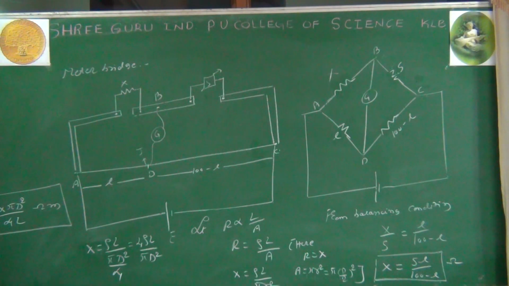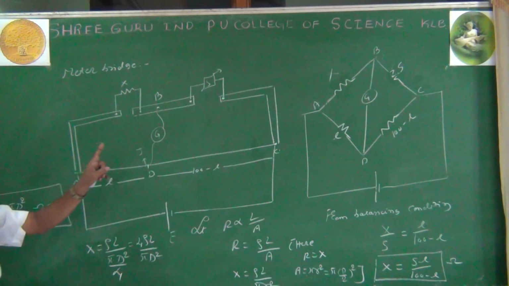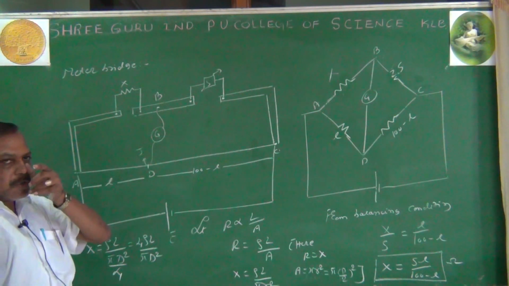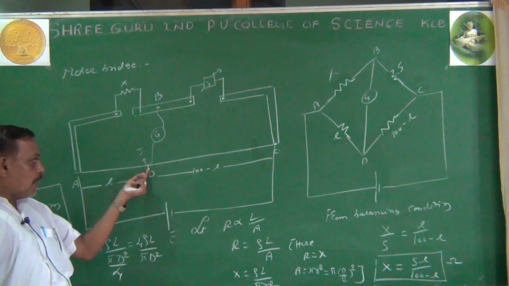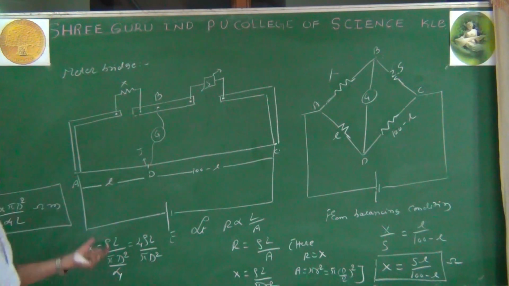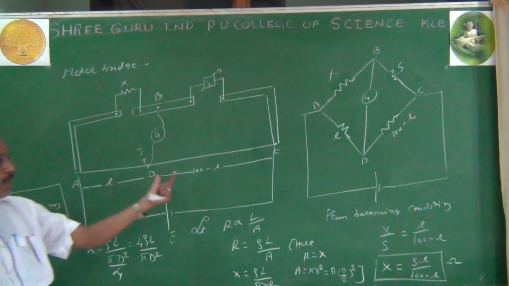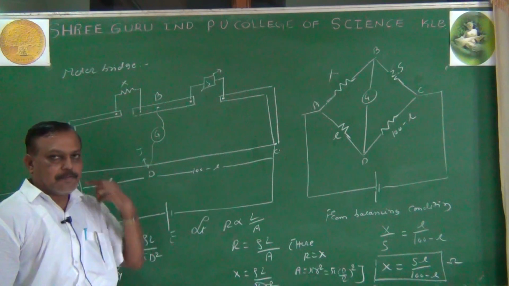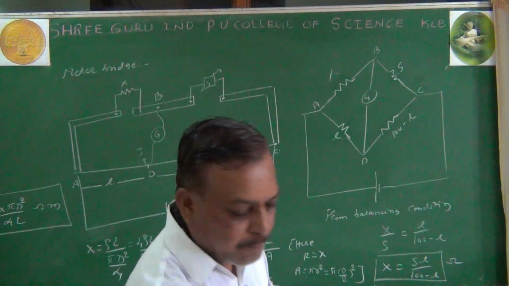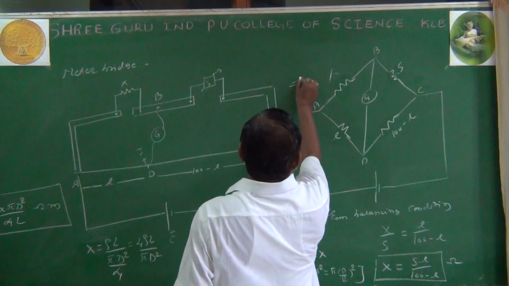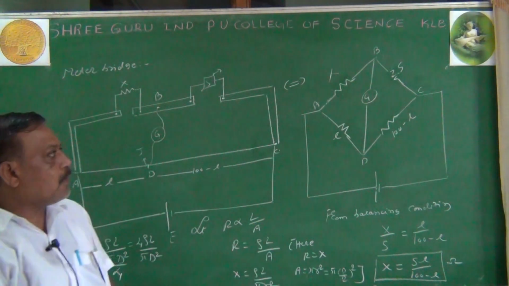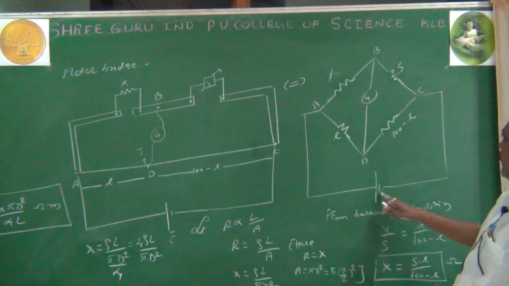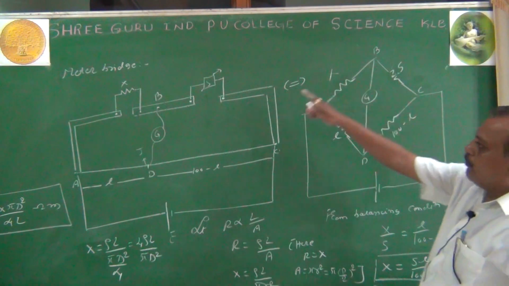To achieve the balancing condition, I slide the jockey on the meter bridge wire such that the current through the galvanometer is 0. Then D is the balancing point where the current in the galvanometer is 0. That length is called the balancing length L. The remaining is 100 minus L, because the length is 1 meter, that is 100 centimeter. Its equivalent circuit is the Wheatstone network. The Wheatstone network consists of a quadrilateral with 4 resistances. The battery is connected between A and C, and the galvanometer is connected between B and D.